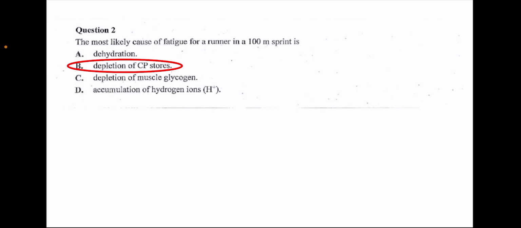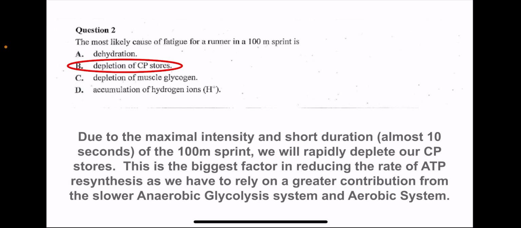There will be a little increase in hydrogen ions, but not enough to accumulate an impact on output. So due to the maximum intensity, short duration, almost 10 seconds of the 100-meter sprint, rapid depletion of CP stores will occur. As I said before, if we don't have our creatine phosphate stores, ATP resynthesis becomes slower due to using another energy system which does not have the same rate.